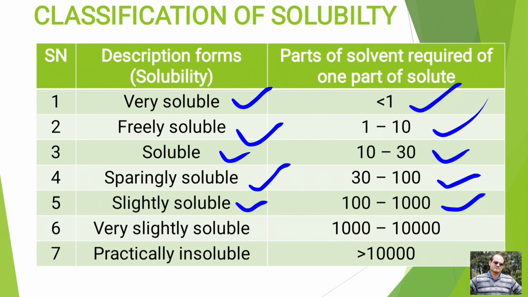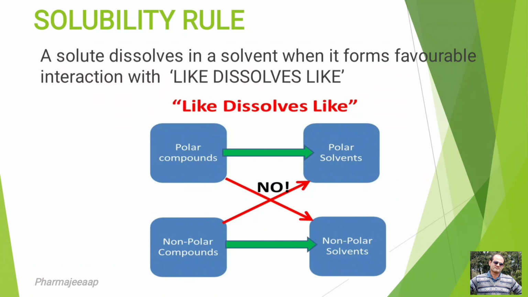Slightly soluble means 100 to 1000 parts of solvent are required for 1 part of solute. Very slightly soluble means 1000 to 10,000 parts of solvent are required for 1 part of solute. Practically insoluble means more than 10,000 parts of solvent are required for 1 part of solute. So this is all about classification of solubility.